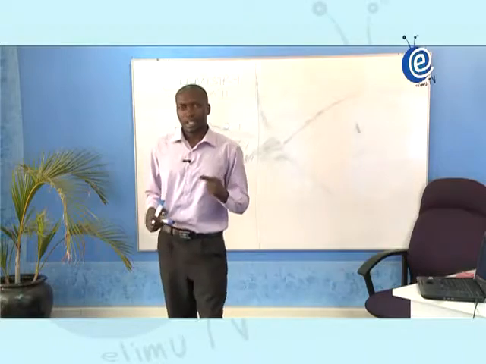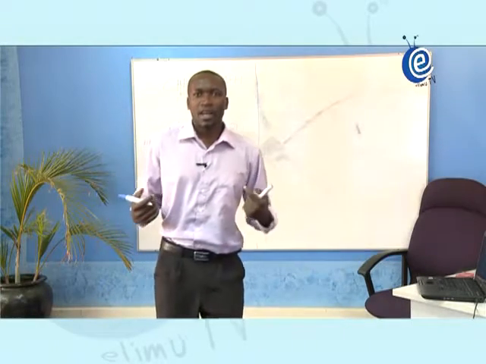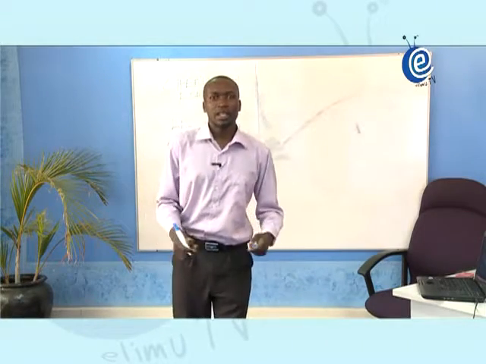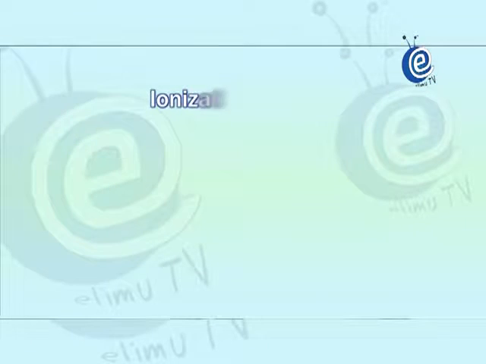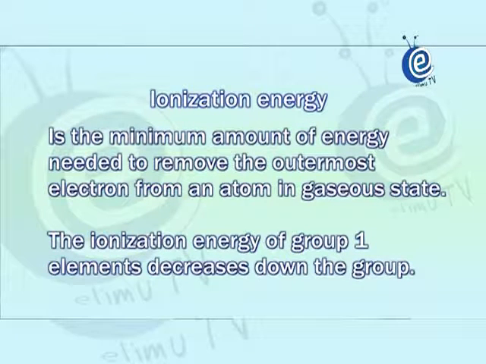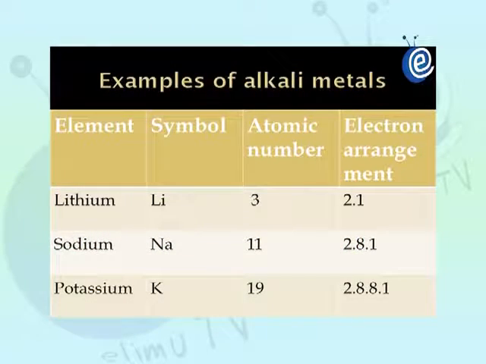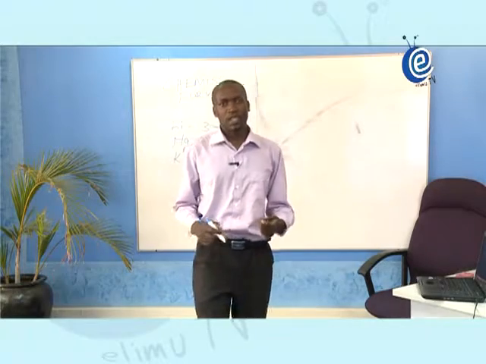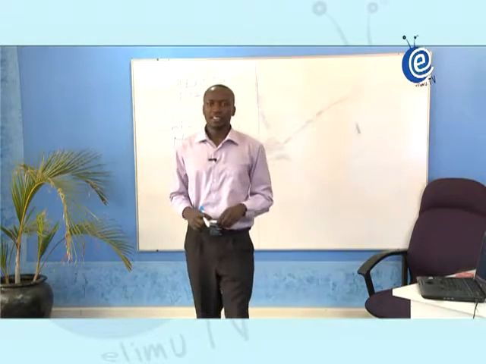So what is the general trend in the ionization energy in the alkali metals? The ionization energy basically decreases down the group. So if you check, lithium has more ionization energy than sodium, and then than potassium. So lithium has more ionization energy as compared to sodium, as compared to potassium. So we have the ionization energy decreasing down the group.